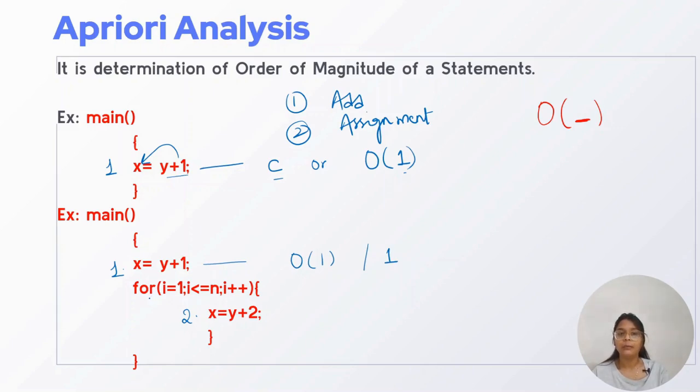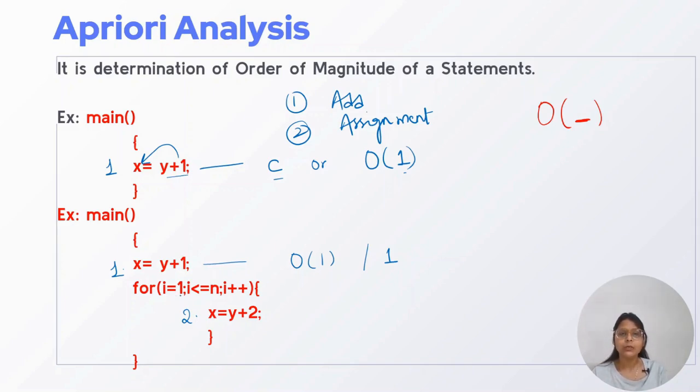This is a for loop. I told you, when you have a basic operation, just write directly. Basic operation will take constant time, but in the case of loops, you have to check how many times that loop is executing. As you can see, the statement 2 is written inside the loop, so you have to check how many times it is executing, whether it's executing n times, or how many times.